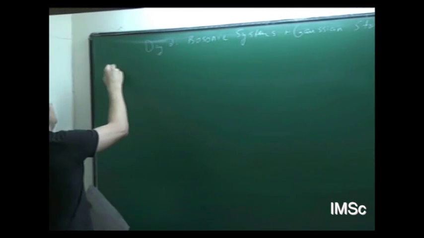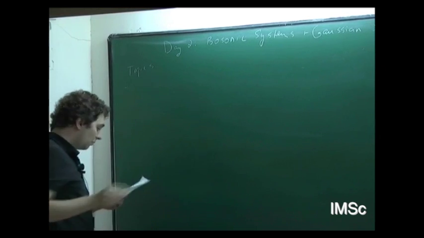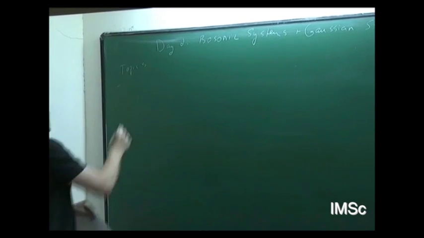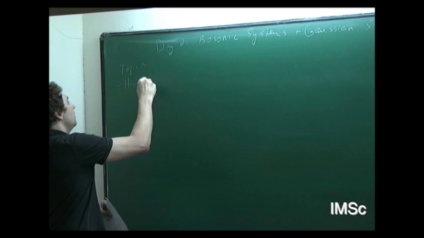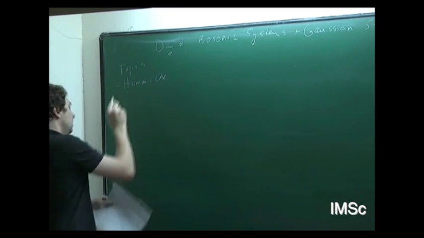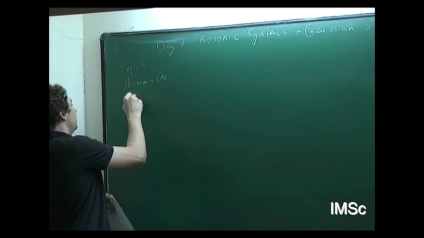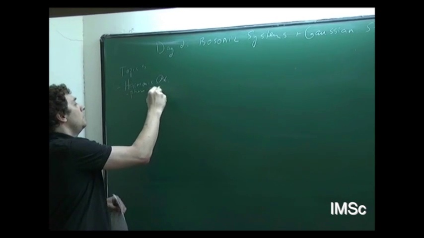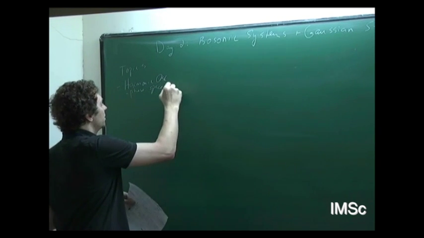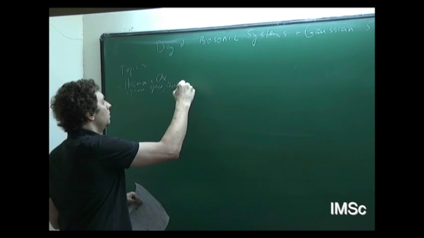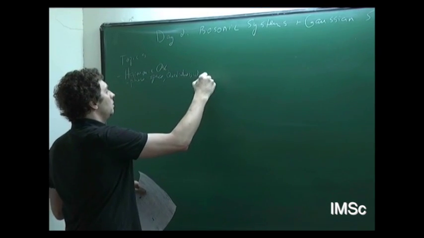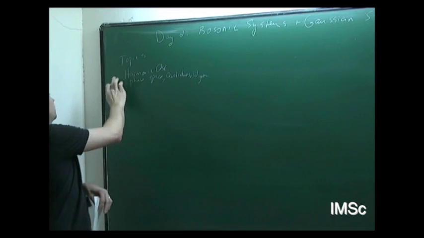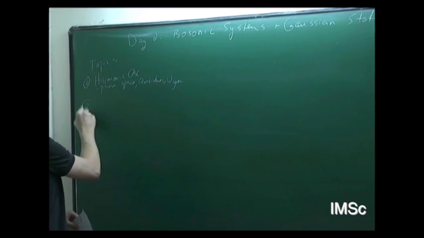And the topics that I want to cover today are two. First, I want to discuss a little bit about the harmonic oscillator, stuff like phase space, quadratures, and Wigner functions. And then I want to look at some specific topics concerning Gaussian states and channels.